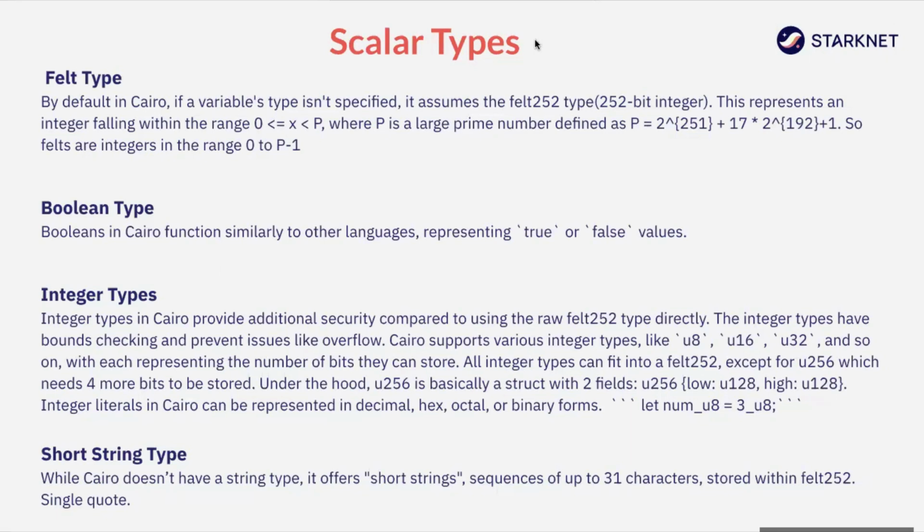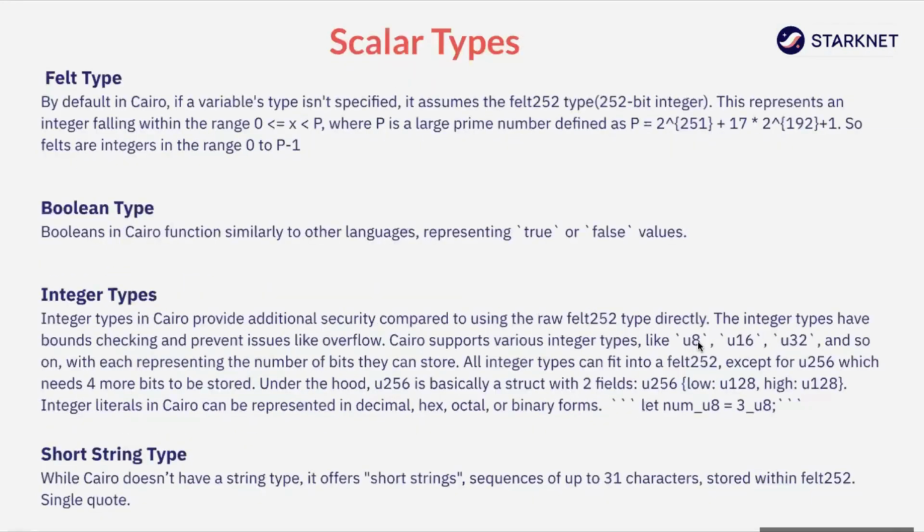Okay, so we have from U8 to U256, and we also have something called usize. Usize takes a bit size of 32 bits, and it's usually used when you're indexing arrays or collections like that. And all integer types can fit into felt252.